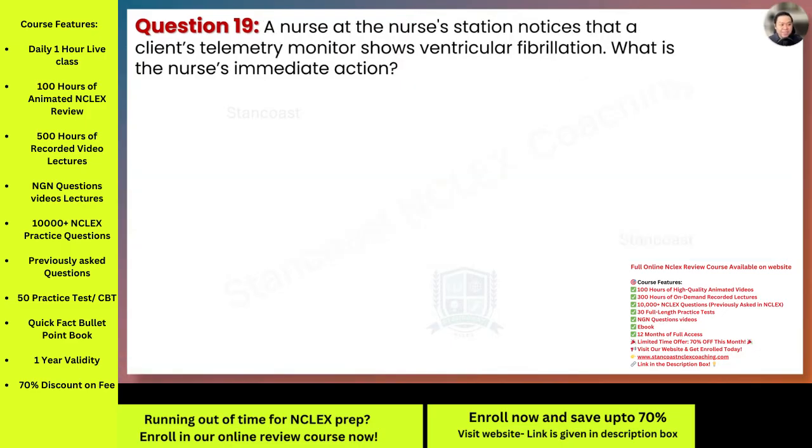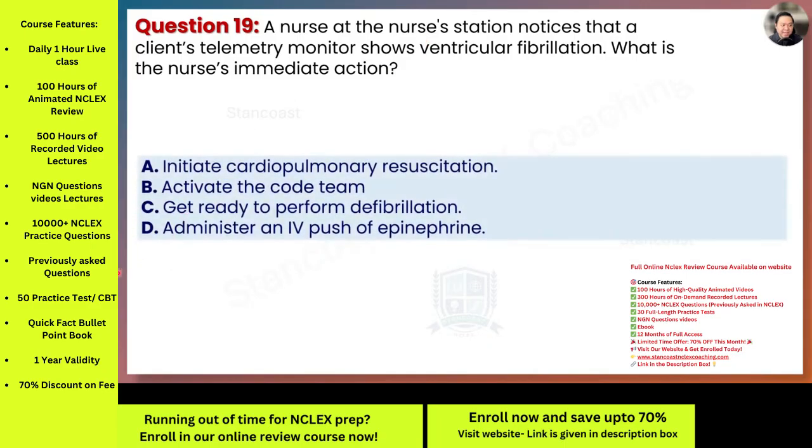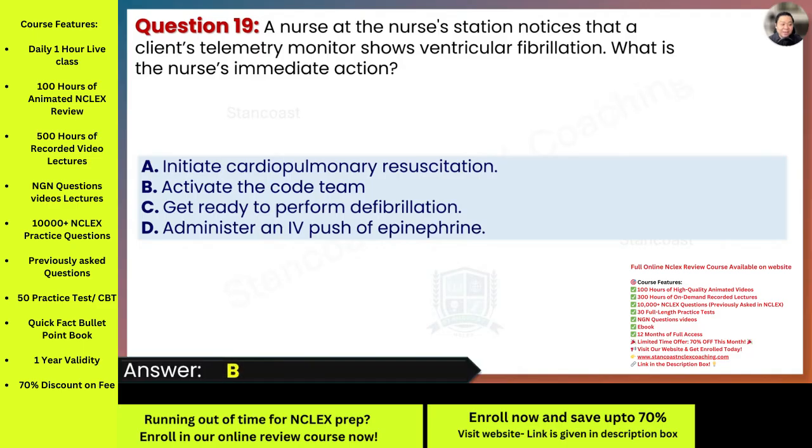19. A nurse at the nurse's station notices that a client's telemetry monitor shows ventricular fibrillation. What is the nurse's immediate action? Take note of the question stem. A nurse at the nurse's station notices that a client's telemetry monitor shows VFib. Options: A, initiate CPR. B, activate the code team. C, get ready to perform defibrillation. D, administer an IV push of epinephrine. The answer is letter B.